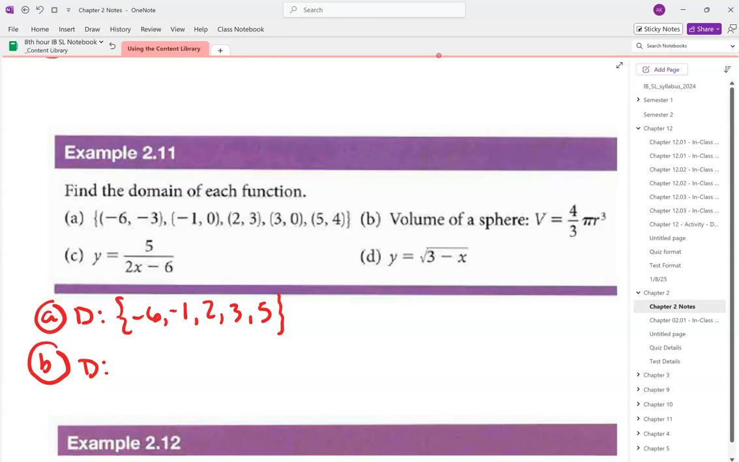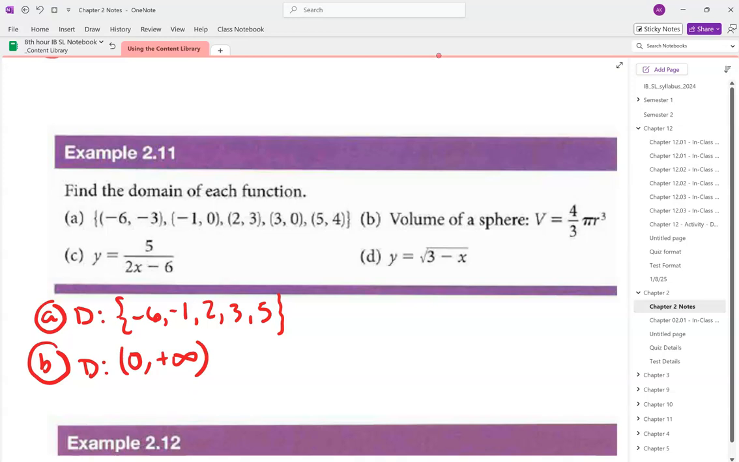What are acceptable values for a radius of a sphere? Can you have negatives? No. Can you have 0? No. Any positive? Okay, so what do I write here? Open bracket 0. And then why is it 0? Right, that's why we use the open bracket on it, so it's not including 0, right?